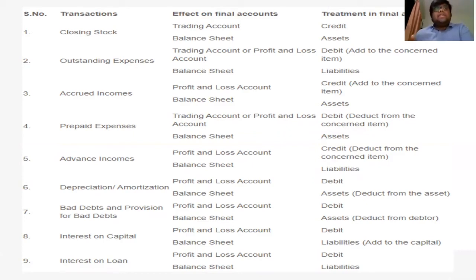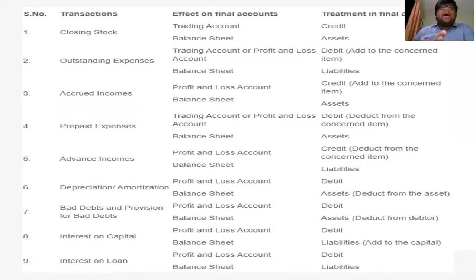Let me tell you first about the closing stock. The unsold items of goods remained in the store at the end of accounting year is called as closing stock. It is an asset of the business. So it is shown on the asset side of the balance sheet and credit side of the trading account.